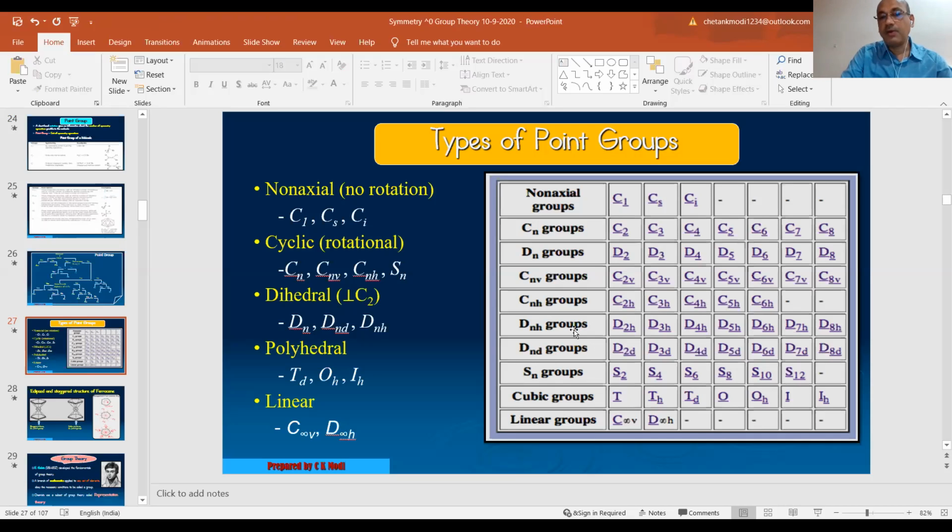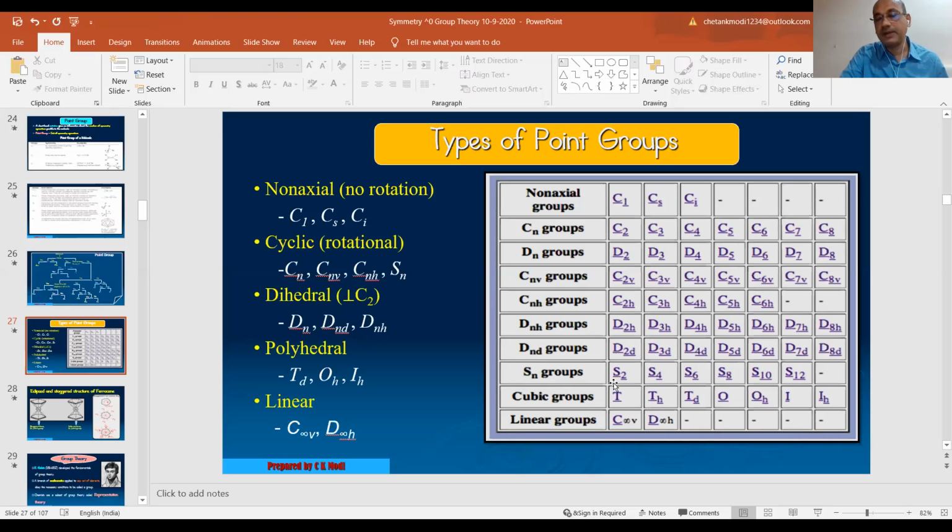For DnD, those molecules where sigma H is absent and sigma D planes are present, the point group is derived as D2D, D3D, D4D. So in the DnD point group, except for the sigma H plane, the rest of the elements are the same as the DnH point group. So D2D, D3D, D4D, like that.